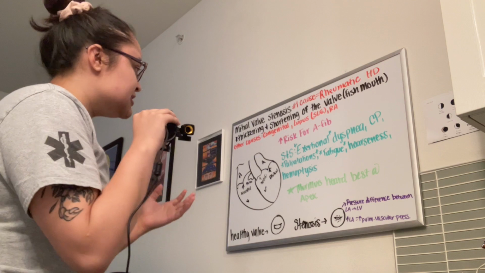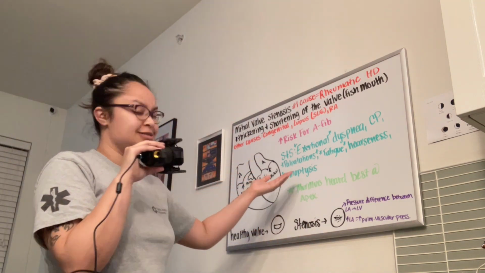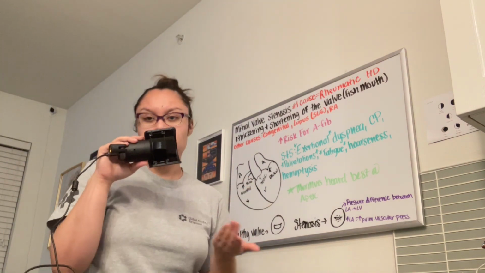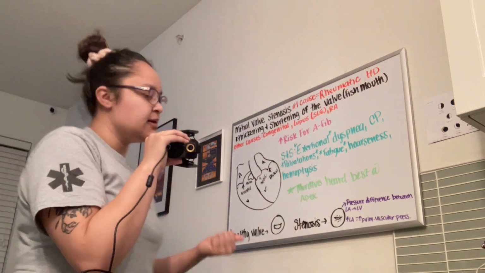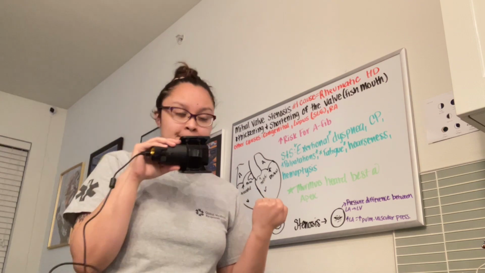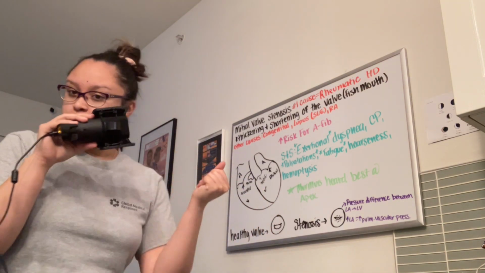Other signs and symptoms are going to be chest pain, hoarseness, or hemoptysis. I can never say that right, but essentially that just means that the patient's coughing up blood. Another thing to note is that anytime you're listening for murmurs, they are best heard at the apex of the heart. So that's a quick rundown. Just dirty little notes. Okay, on to the next.